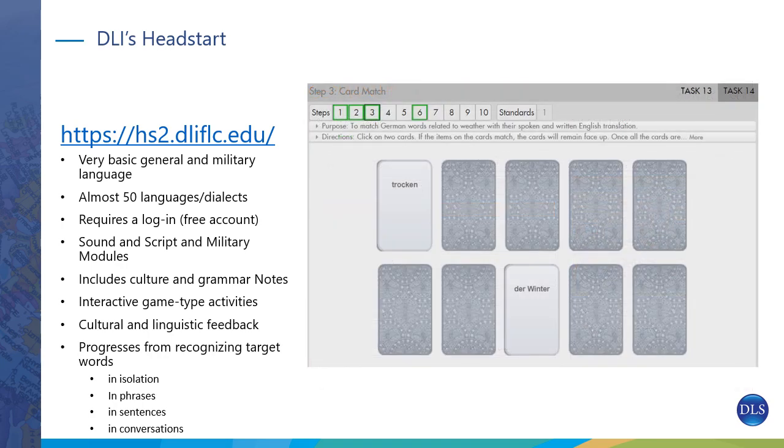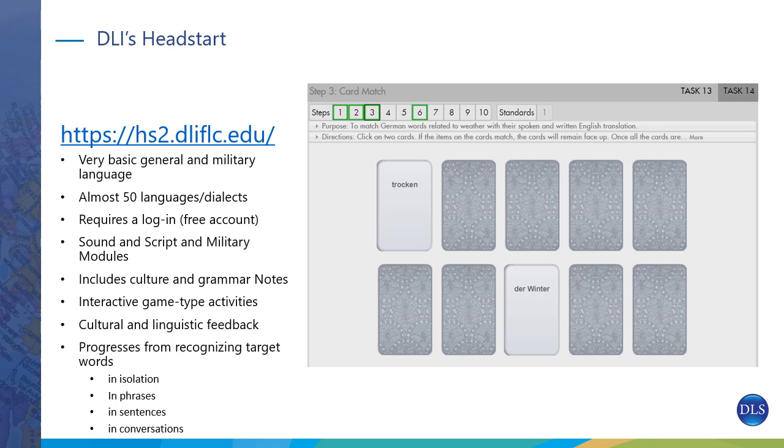So this is one of the examples of those game type activities in Head Start. Very basic matching activity where they have to remember which card has the English translation that corresponds to the target language word. You'll notice here that the words are practiced in isolation.